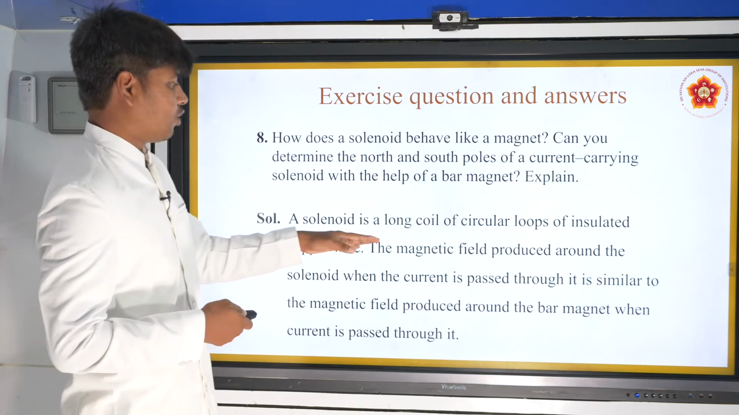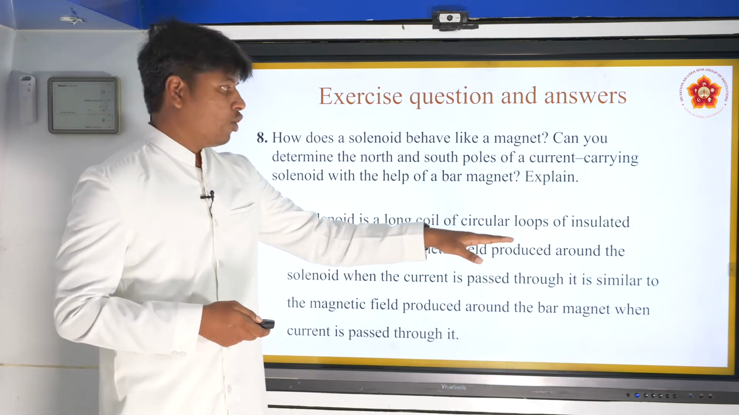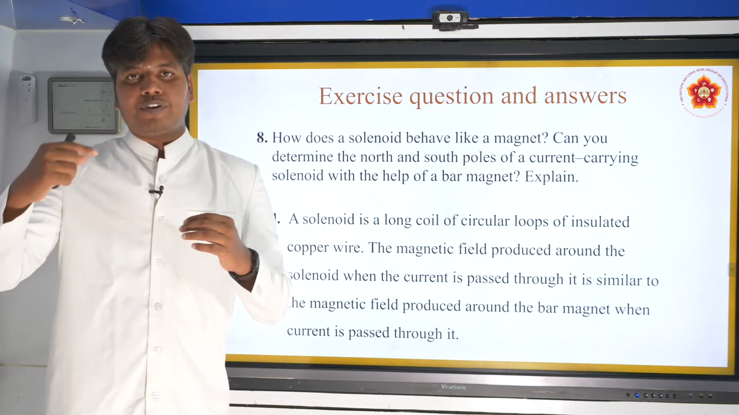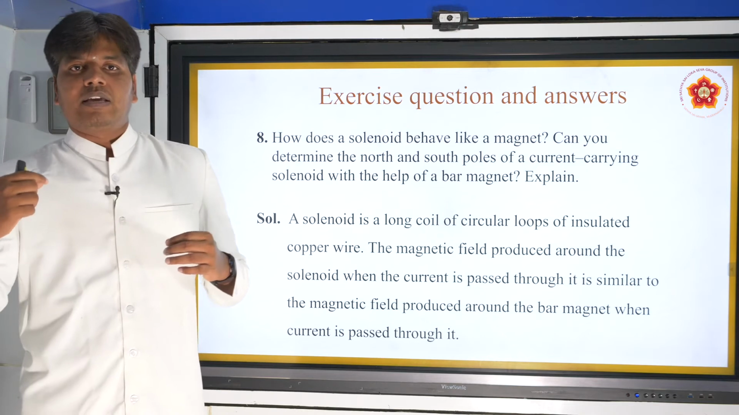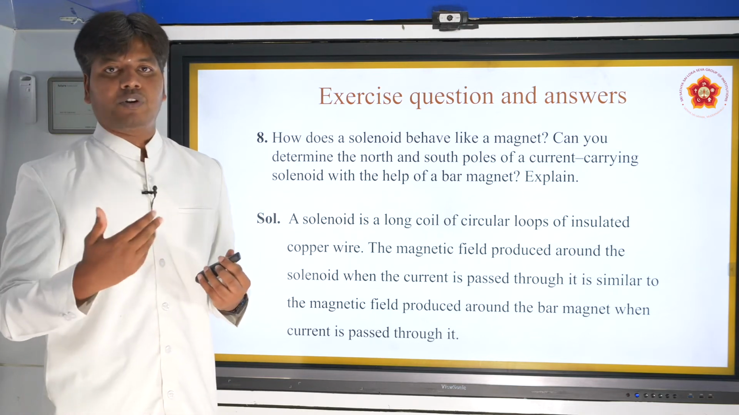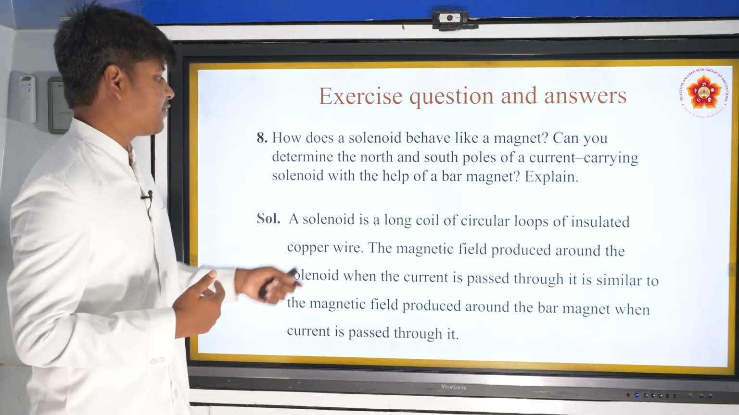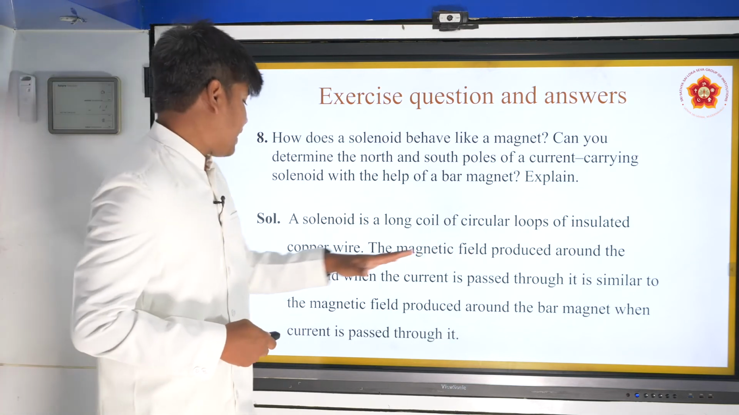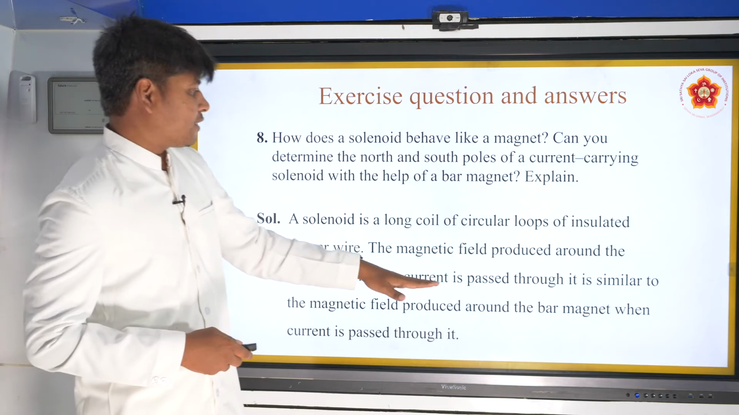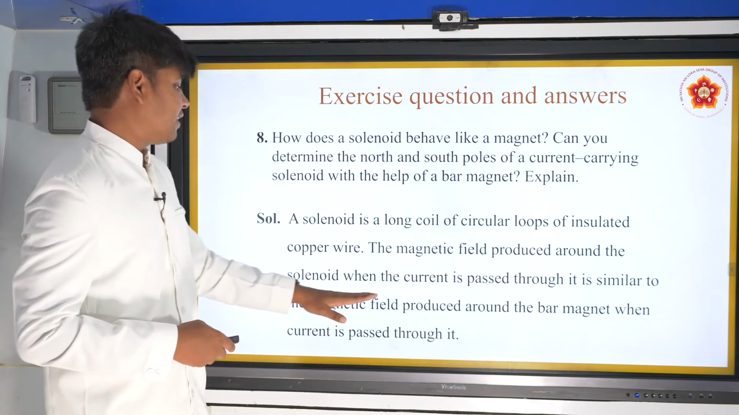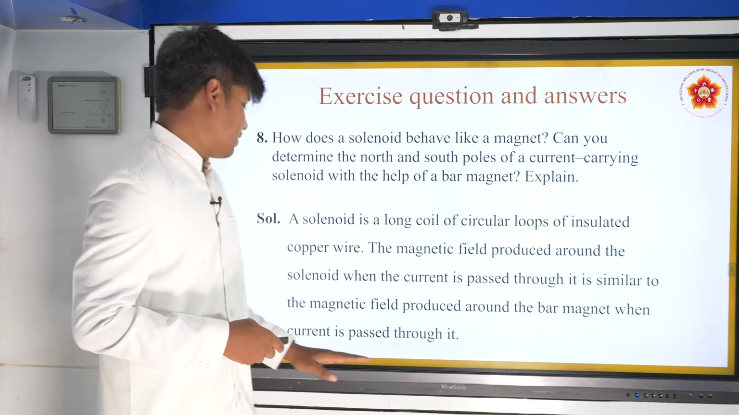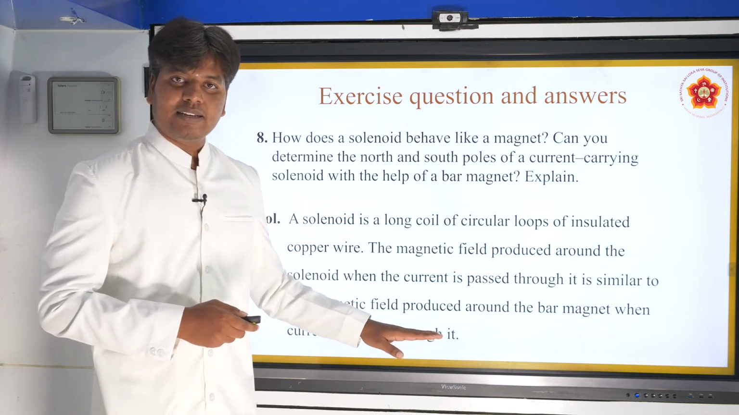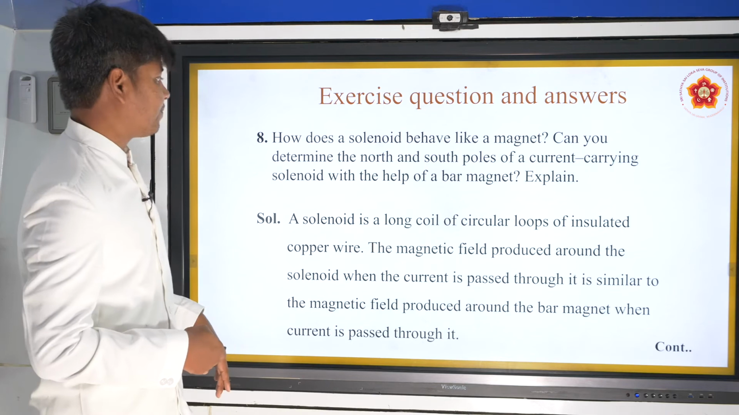A solenoid is a long coil of circular loops of insulated copper wire. On the upper part of it you have insulated copper wire. By chance if anybody touches it, you will not get a shock, so that is the safety precaution. The magnetic field produced around the solenoid when current is passed through it is similar to the magnetic field produced around a bar magnet. And we are claiming it, right? So how? Let us see.